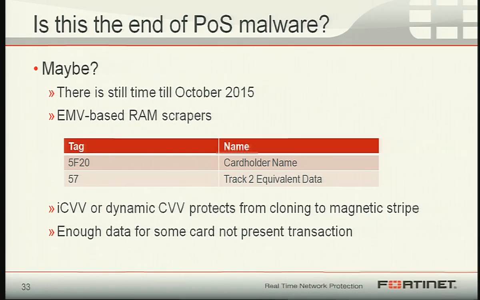You'd think that at this time you can just clone directly to a magnetic stripe card, but this is actually not possible, or it is possible, but it's kind of useless because there are security measures like the ICVV, which will protect it from cloning. Having said that, even though you can't clone directly to magstripe, you can still get a lot of data. You can get the cardholder's name, the primary account number, the expiration date, which is enough for some card not present transactions.